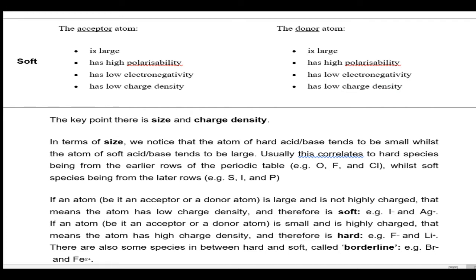So if an atom, be it an acceptor or a donor atom, is large and is not highly charged, that means the atom has low charge density and therefore is soft. For example, iodide and Ag+. And if an atom is small and is highly charged, that means the atom has high charge density and therefore it is hard. For example, fluoride and Li+. There are also some species in between hard and soft which are called borderline species. For example, bromide and Fe2+.